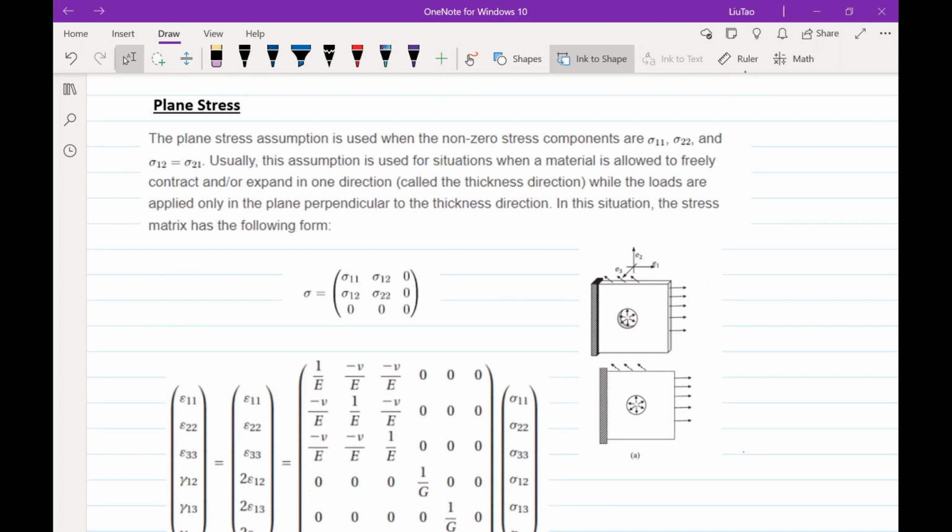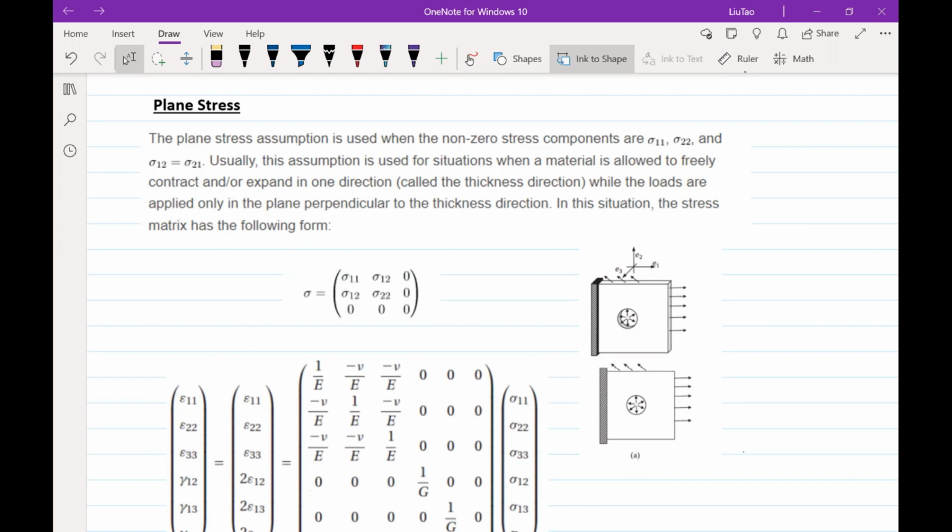So the first situation is one where we have a material that is allowed to freely contract or expand in one direction. And this direction is usually called the cyclic direction. If the loads are only applied in the plane perpendicular to the cyclic direction, then we will only have in-plane stress, sigma 1,1, sigma 2,2, sigma 1,2, and sigma 2,1. And due to the symmetry, sigma 1,2 is equal to sigma 2,1. So this state of stress is called plane stress because we only have an in-plane stress state.